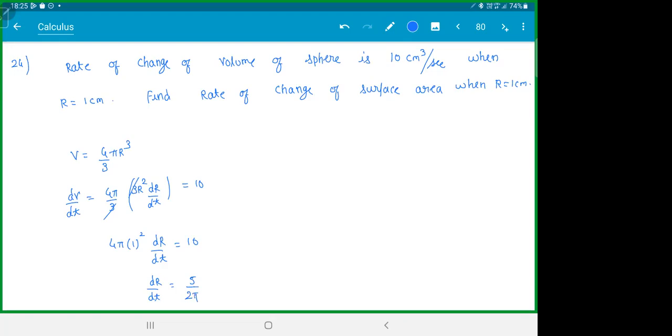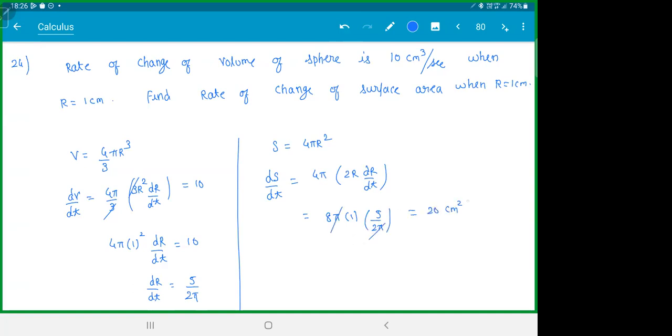This is dr by dt. I didn't ask you this. I asked you for surface area. So the surface area of a sphere is 4 pi r square. Hope you know these things. You need to remember that. Volume is 4 by 3 pi r cube, surface is 4 pi r square. So dS by dt will be 4 pi, the differential of r square is 2r dr by dt. So basically you calculated dr by dt from here. So this will be 8 pi, r is 1 and dr by dt is 5 by 2 pi. Pi goes off, that will be 4 into 5, and that will be 20 centimeters square per second.